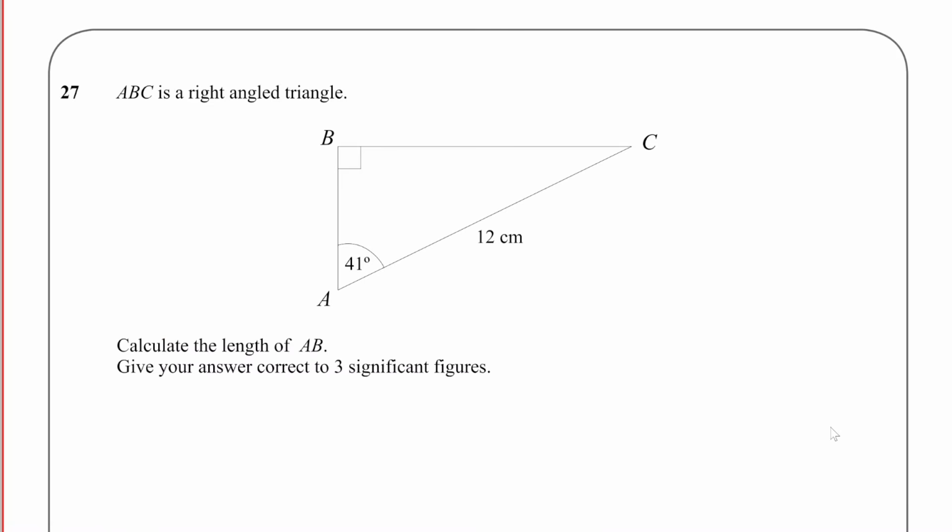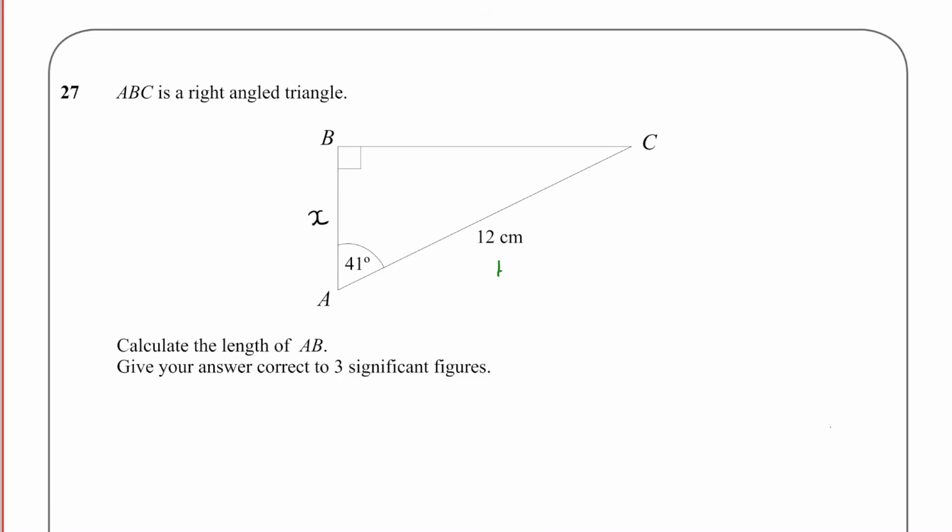Question 27. ABC is a right-angled triangle. We need to calculate the length of AB, which is from A to B, this one here. We've got a right-angled triangle, and we can either use Pythagoras or SOHCAHTOA. But in this case, we haven't got all three sides in the question. We can't use Pythagoras, so it has to be a SOHCAHTOA question, and it's got an angle in it, which Pythagoras doesn't have. So let's label the sides.